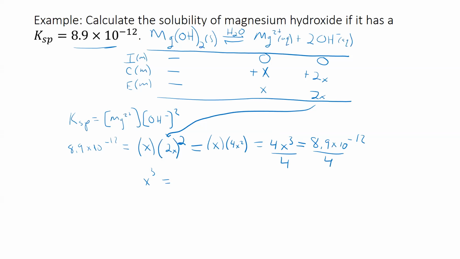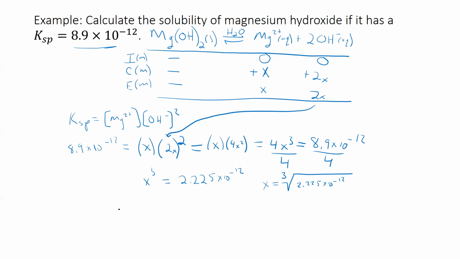which is 2.225 times 10 to the minus 12. And so X will just be the cube root of 2.225 times 10 to the minus 12. Okay, so that's the cube root though. In your calculator, depending upon the type of calculator, you need to figure out how to do this. And so that's why I wanted to get to it today.